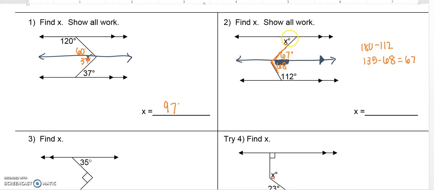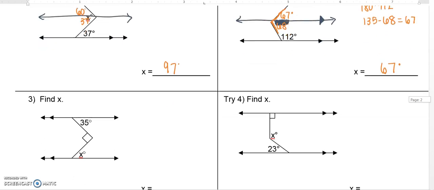Now looking at my top two parallel lines, I know the relationship between this angle measure and this angle measure. They're those Z angles, those alternate interior angles. So x is in fact 67 degrees as well. Okay, one more before you try this on your own.